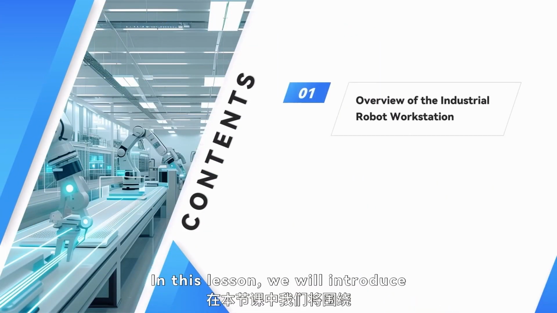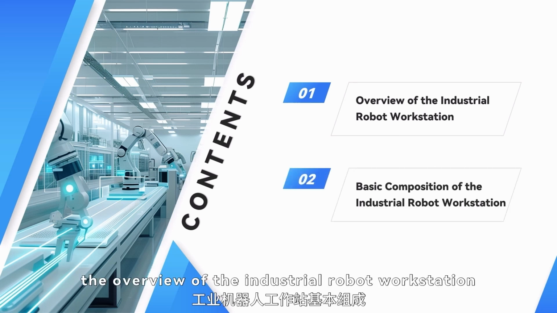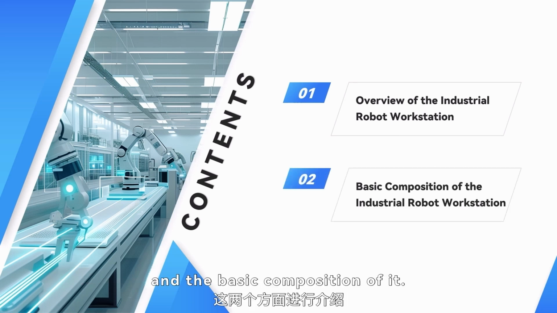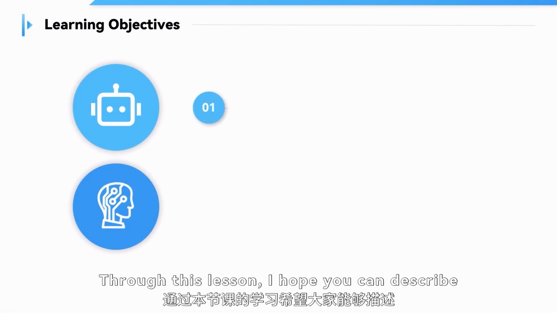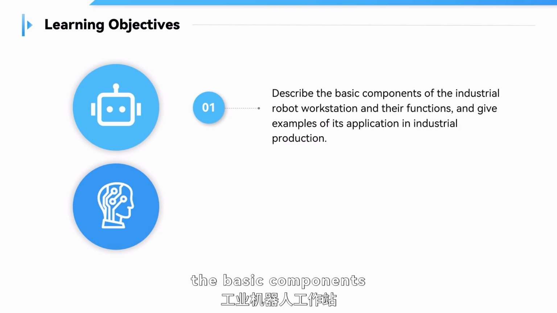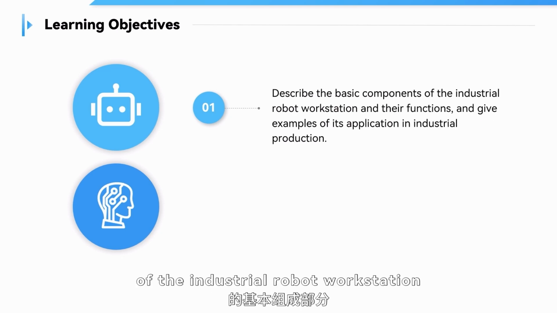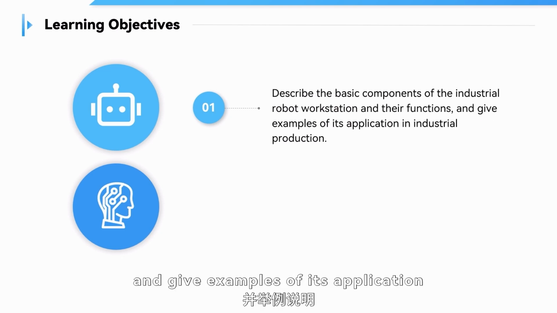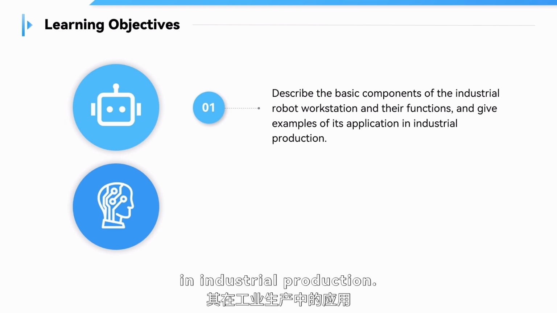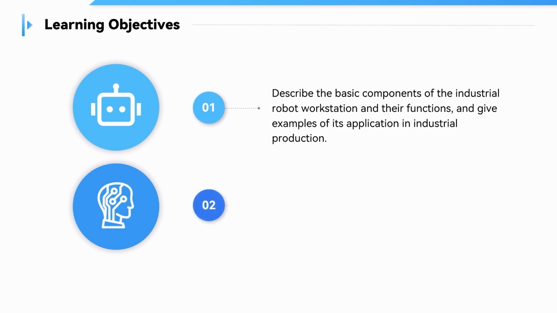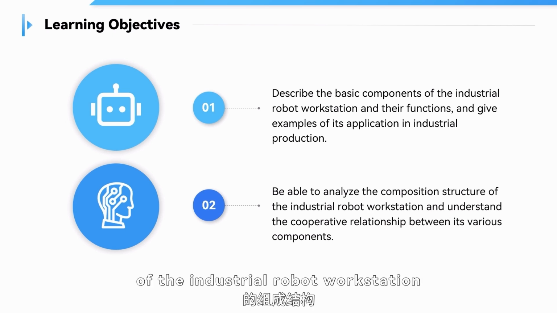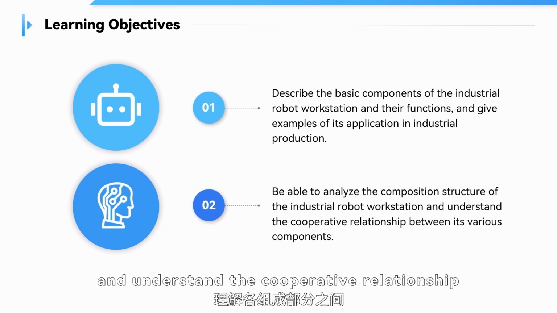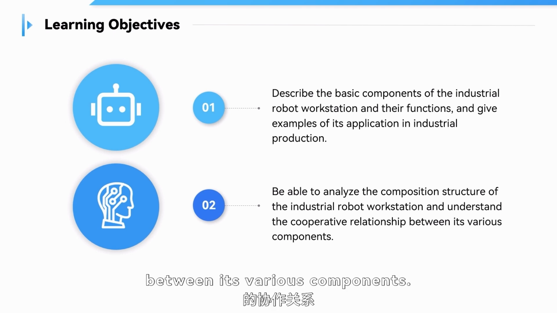In this lesson, we will introduce the following two aspects: the overview of the industrial robot workstation and the basic composition of it. Through this lesson, I hope you can describe the basic components of the industrial robot workstation and their functions, and give examples of its application in industrial production. Be able to analyze the composition structure of the industrial robot workstation and understand the cooperative relationship between its various components.